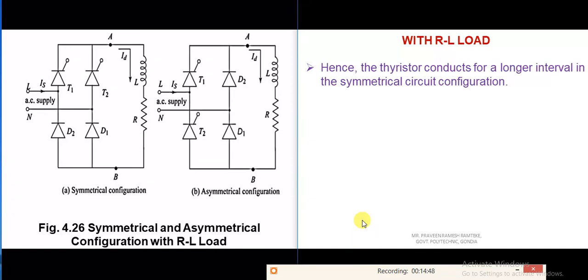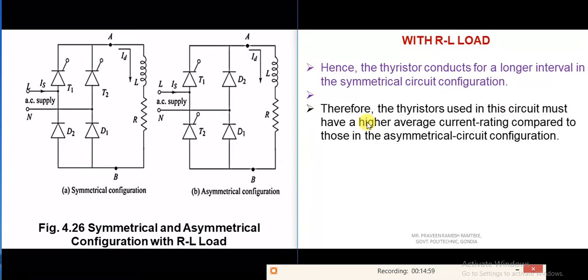The thyristor conducts for a longer interval in the symmetrical configuration, and in the asymmetrical configuration the thyristor conducts for a shorter time duration. Therefore, the thyristors or SCRs used in the symmetrical circuit must have a higher average current rating as compared to those in the asymmetric configuration. Why? Because in the symmetrical configuration, the SCR conducts for a longer time duration, and in the asymmetrical, the conduction is for a shorter time interval.